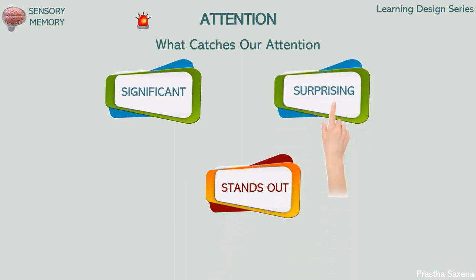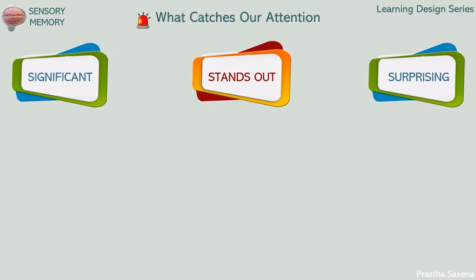Thirdly, something that is surprising. You must have seen those videos where everything is going normal and then suddenly a ghost face pops up. It's surprising, it's unexpected, and hence we pay the most attention to it. So now we explore how to design learning that is significant, that stands out, and is surprising.